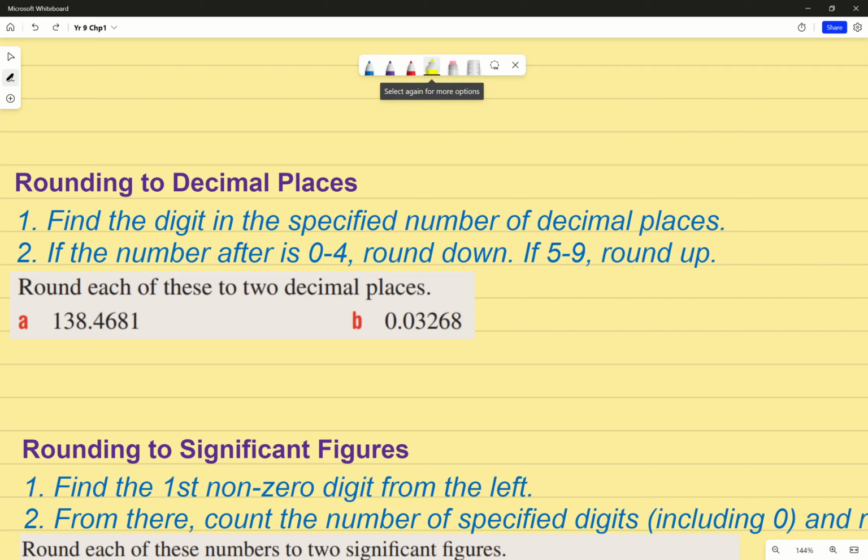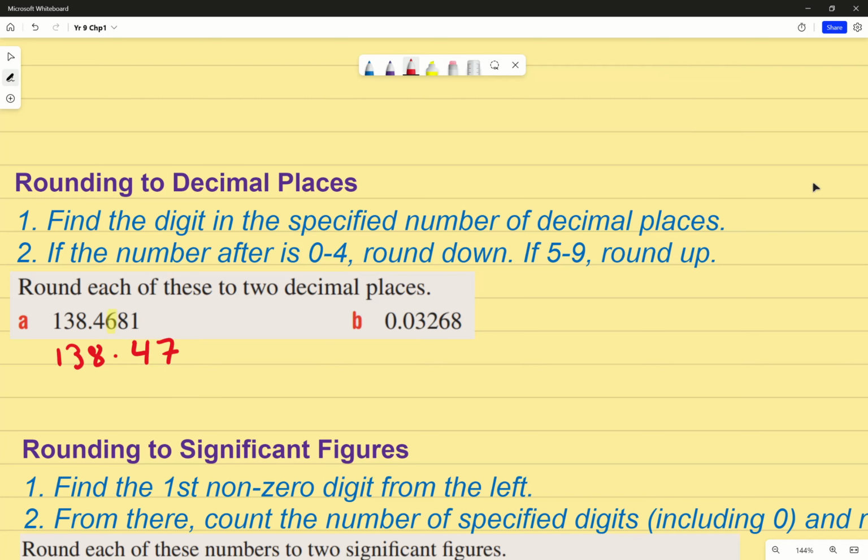So in this case, 138.4681. I'm looking for the digit in the specified number. It says to 2 decimal places, so the second decimal place is right here. That's the 6. I look at the number after. The number after is 8, which is between 5 and 9. Therefore, we round up, so it becomes 138.47.